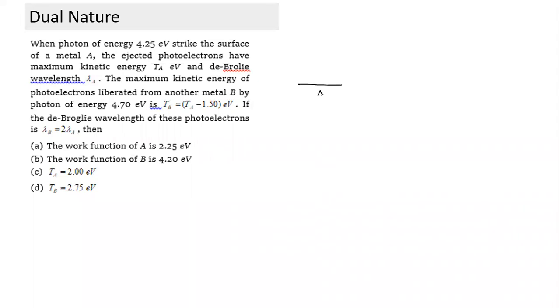So you have plate A. Some radiation of 4.25 electron volt strikes, and there's some kinetic energy TA, and this kinetic energy will have lambda A also. So whether TA is given or lambda is given, both are related to each other. There's another plate B, again this wave falls, and again there is emission of photoelectrons. This has maximum kinetic energy TB. So this is phi 1, this is phi 2.